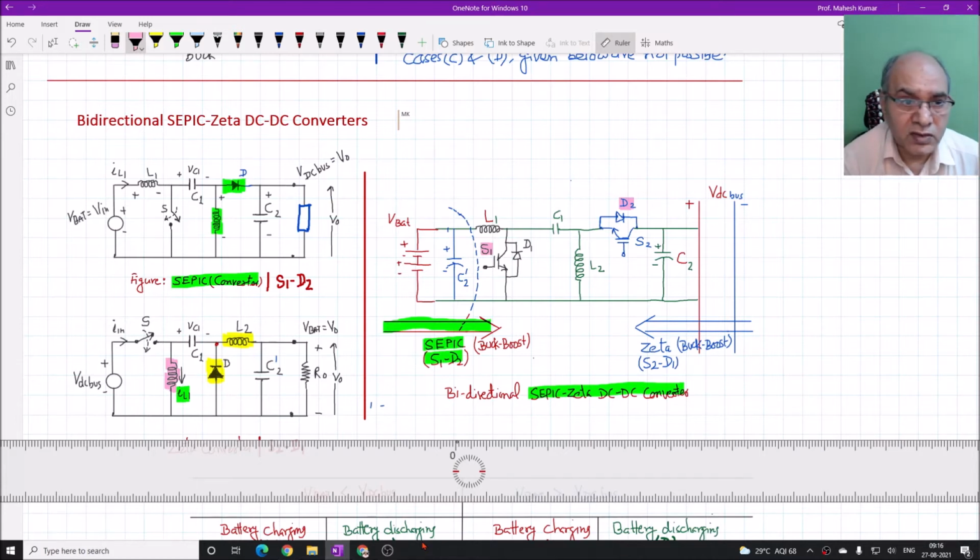When S1 is there, this is S1. And D2, this is D2. So S1, D2. L2 is already there, this is L2. C1 is already there, this is C1. And L1 is also there, this is L1. And C2 dash is part of the battery. So you can say the C2 dash is part of the battery here somewhere. So if you look from the battery side, it becomes the Sepik converter for the switch combination of S1 and D2.